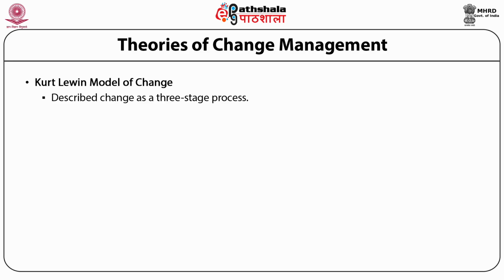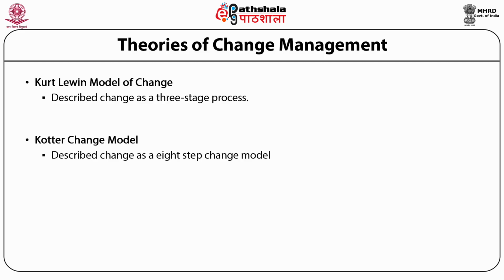The next very popular and very contemporary change model was proposed by John P. Kotter. According to the John P. Kotter change model, the change has been described as an 8-step change model. Again, this is an extension of what Kurt Lewin basically said, and more steps are provided in terms of understanding the change process. The last is the Kubler-Ross model, which describes change as a 6-stage model. So let us look into the detail of each of these change models more specifically.